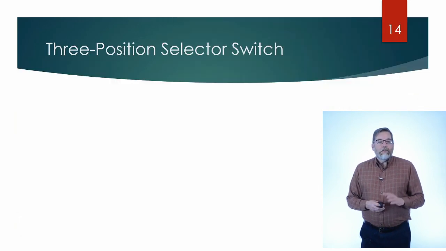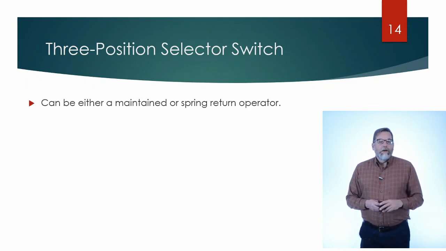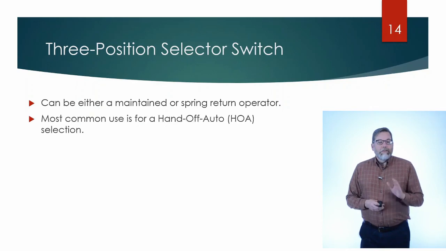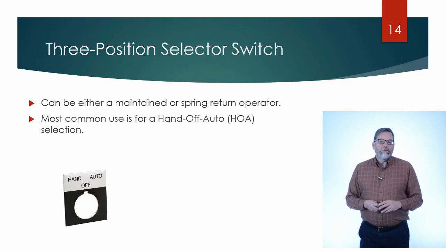Okay. Let's look at some examples of where we would use that three-position selector switch. It can be either maintained or spring returned, just like it was in the two-position selector switch. The most common use of this is a hand-off auto selection. Now this is when we're going to get quite a ways into our manual motor control theory that we're going to talk about this particular circuit, but when we get to that, you'll just understand that you'll need a three-position selector switch for that particular circuit, and that is a legend plate that we will use for that particular section.